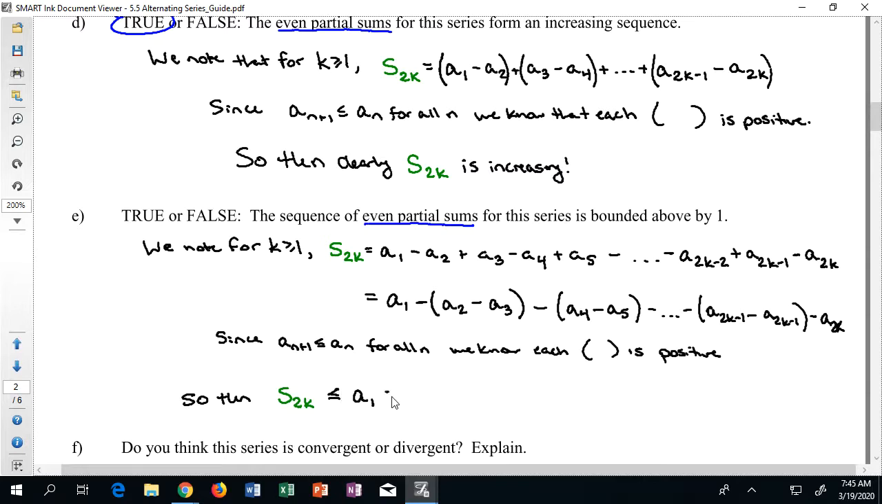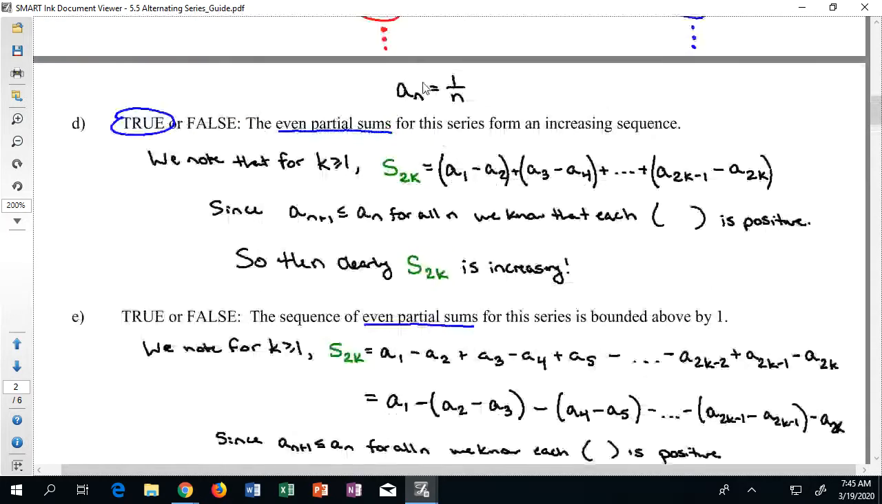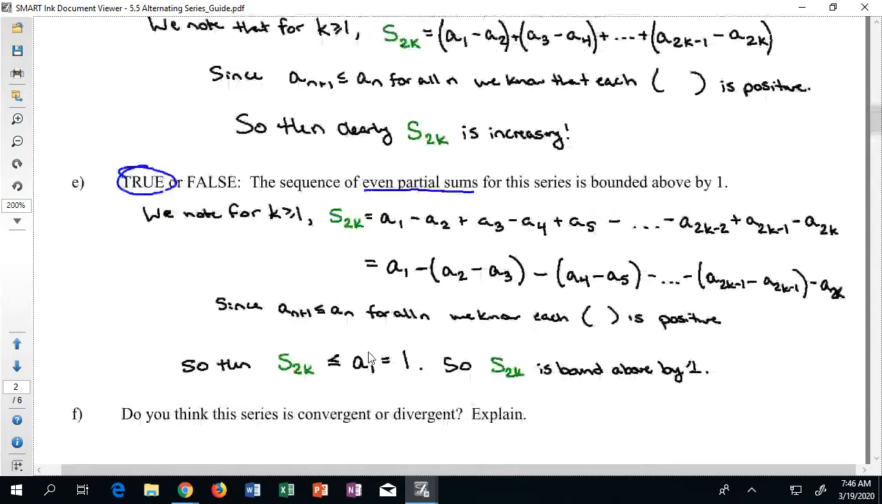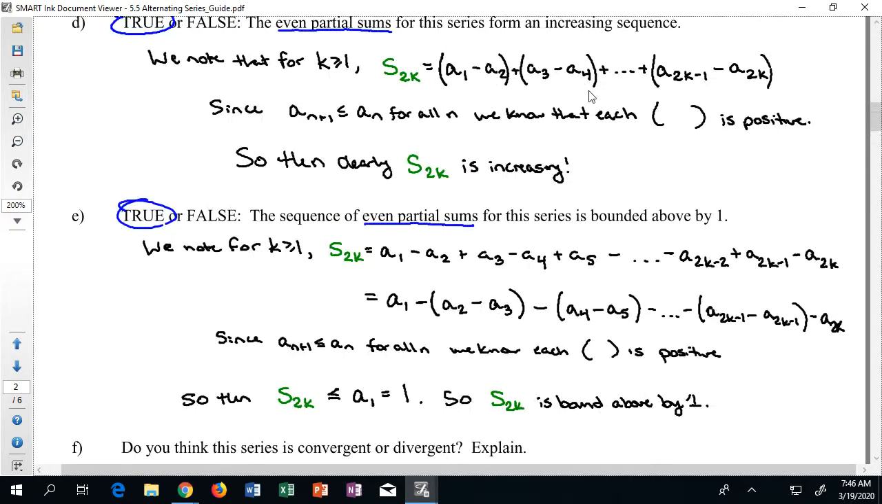But of course, if a sub n is the same thing as 1 over n, then A number 1 is just 1. And so automatically, by definition, I can see that S sub 2k is bounded above by 1, right? S sub 2k is definitely less than or equal to 1 in all moments. This is also true. So these are some really interesting ideas. We've been able to show that the even partial sums are increasing, and the even partial sums are bounded above by 1.